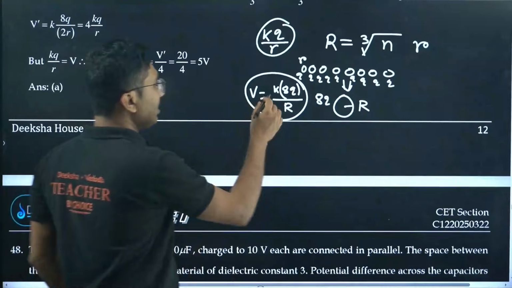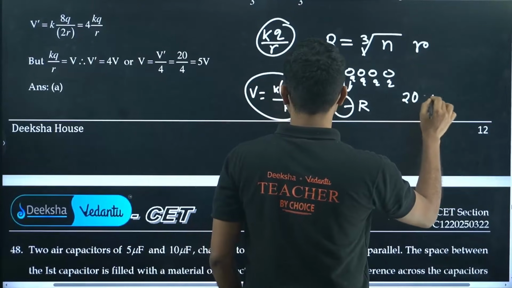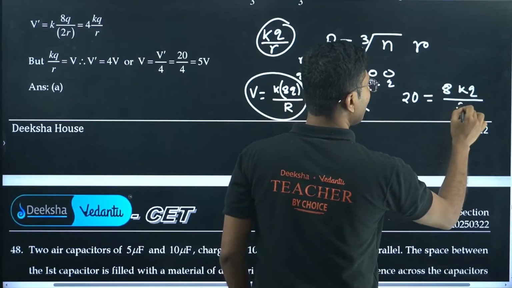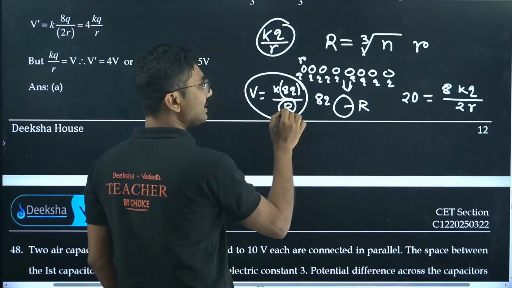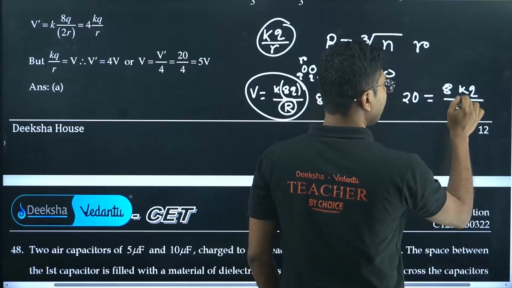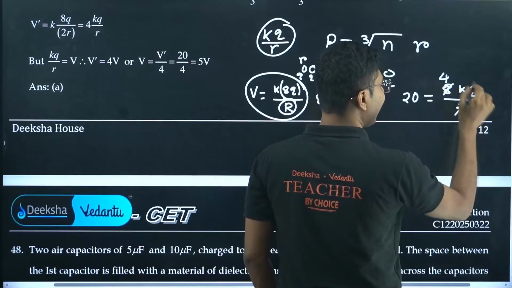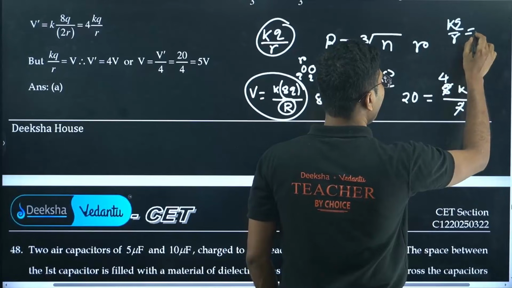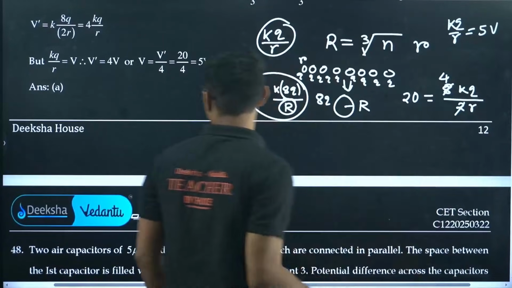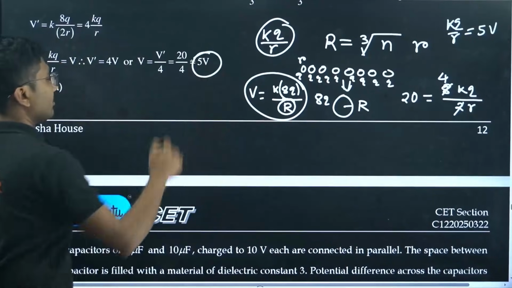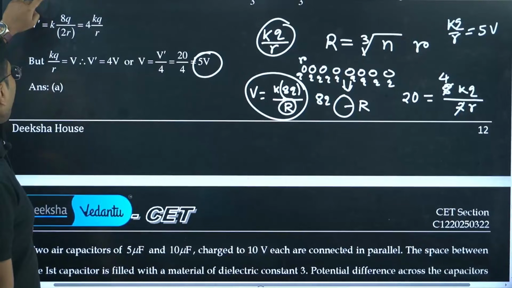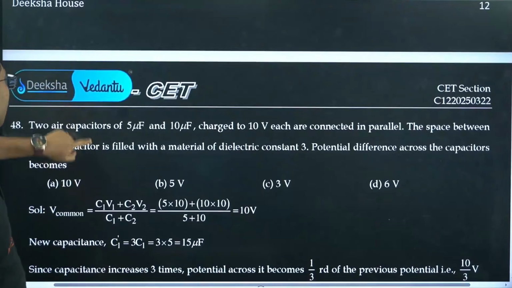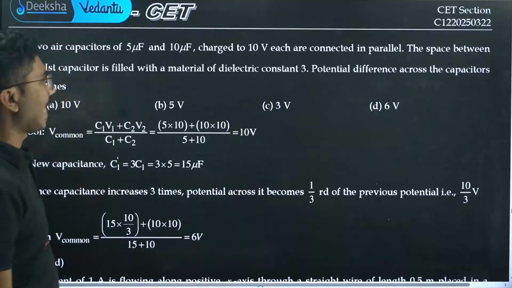Now you put the value. So 20 equals 8kq by 2r. This capital R is equal to 2r. So this cancels, and you can calculate kq by r. So kq by r equals 5 volt. So the correct answer will be 5 volt. Not difficult. If you think quietly, you should be able to solve these questions within the exam time.